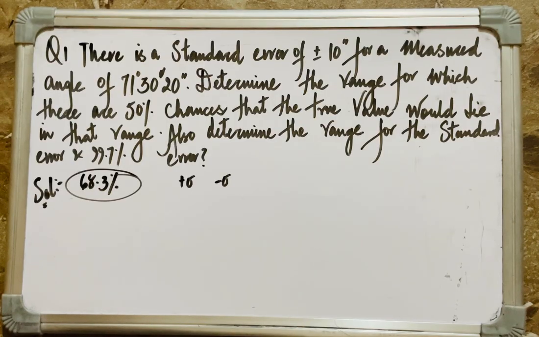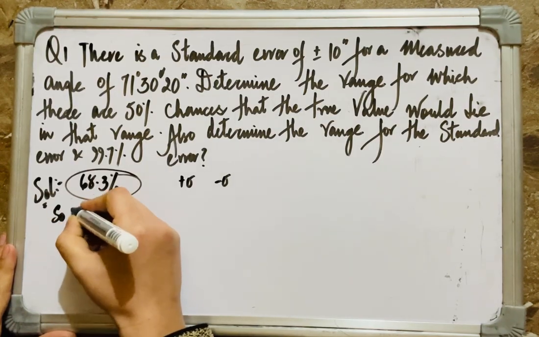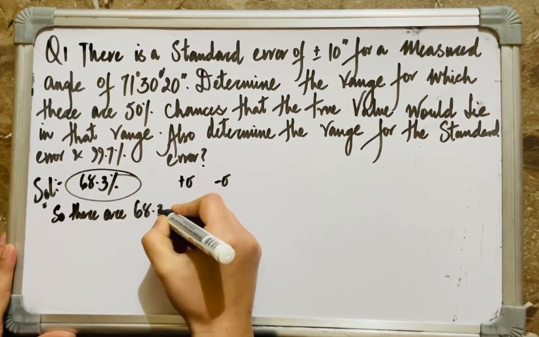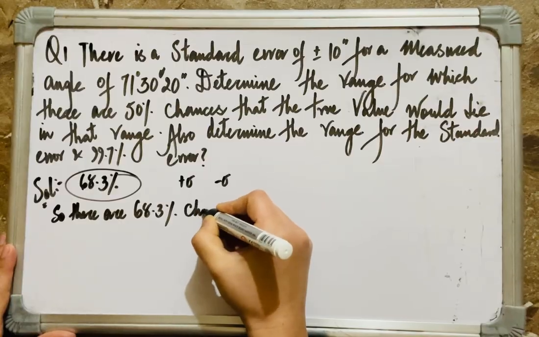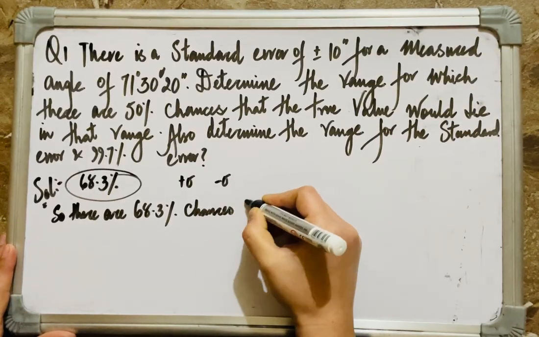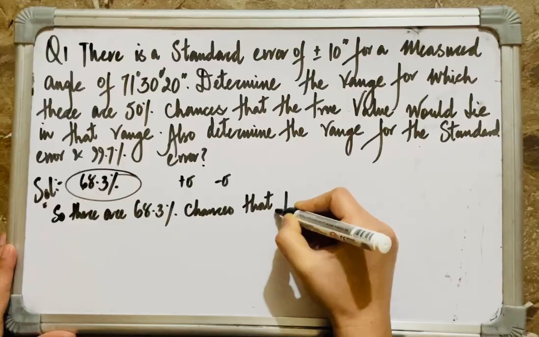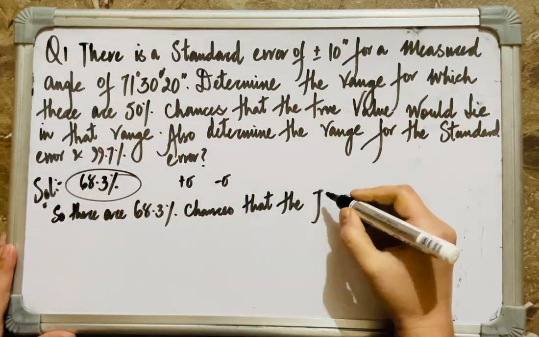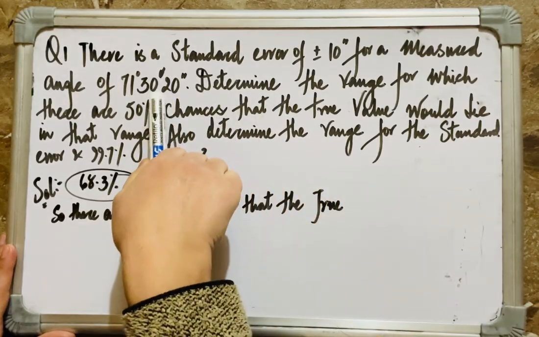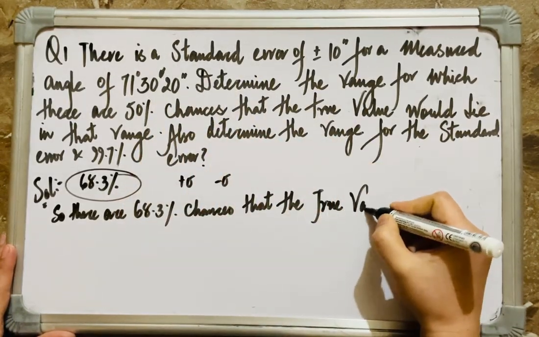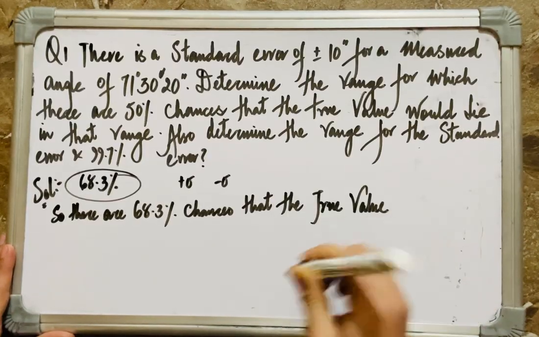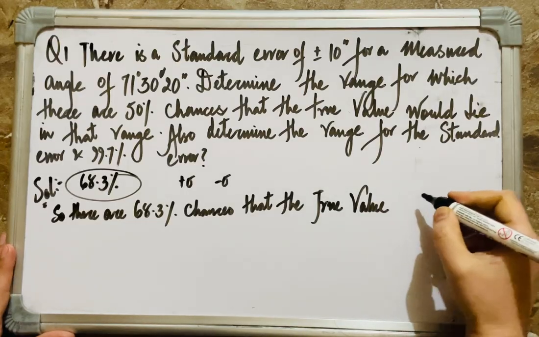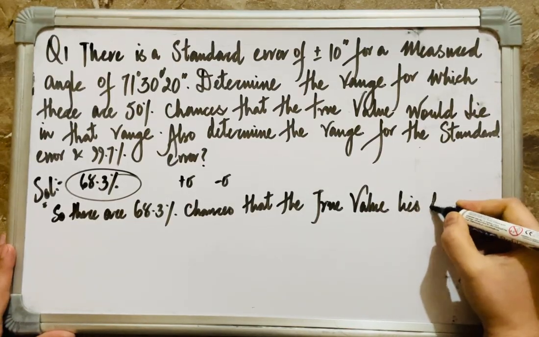68.3%. So there are 68.3% chances that the true value of that measured angle, this is its observed value. True value is a hypothetical quantity, cannot be found. But there are 68.3% chances that the true value lies between how much?